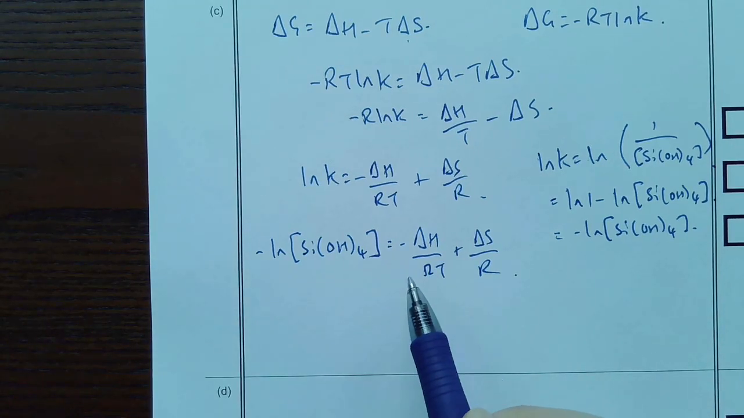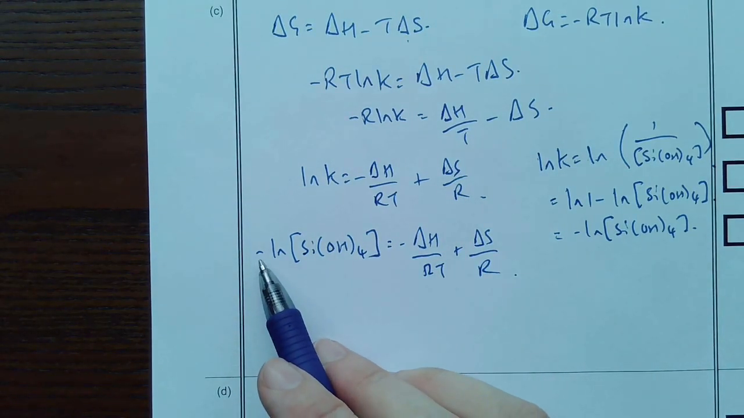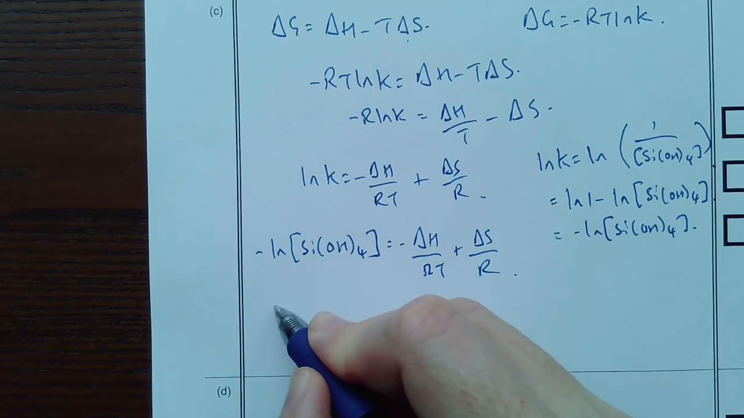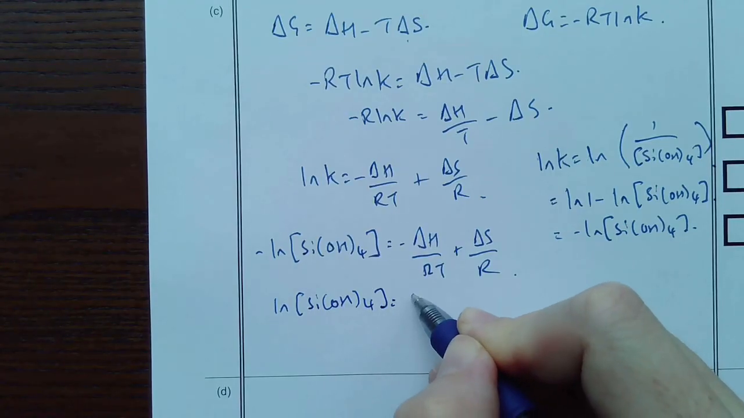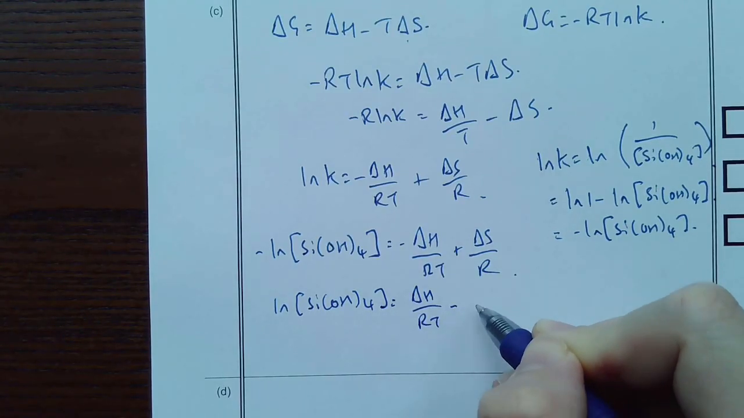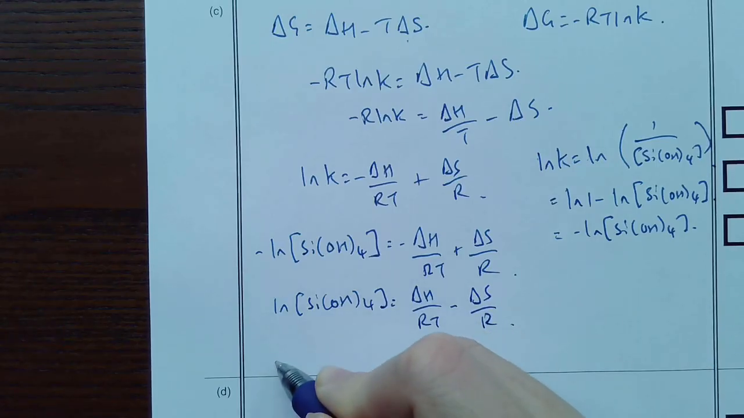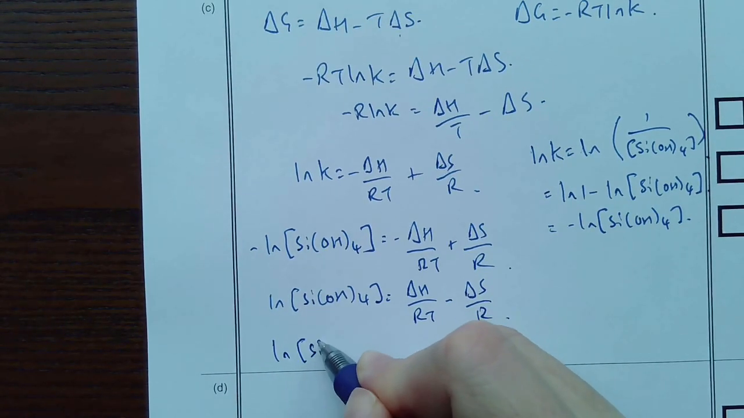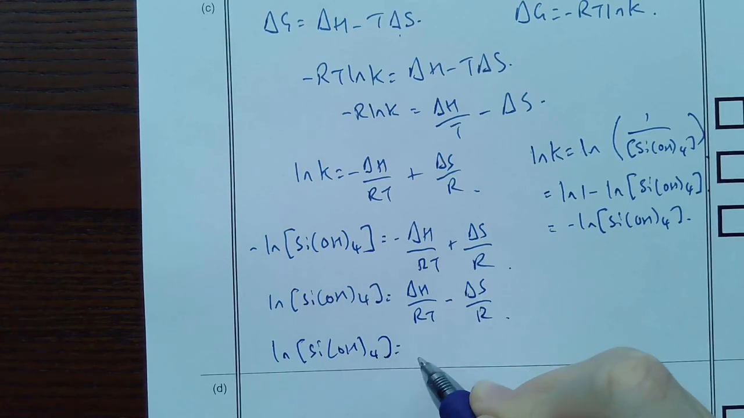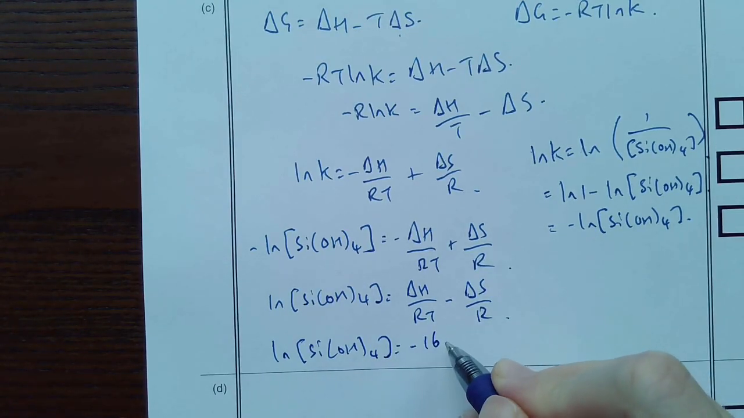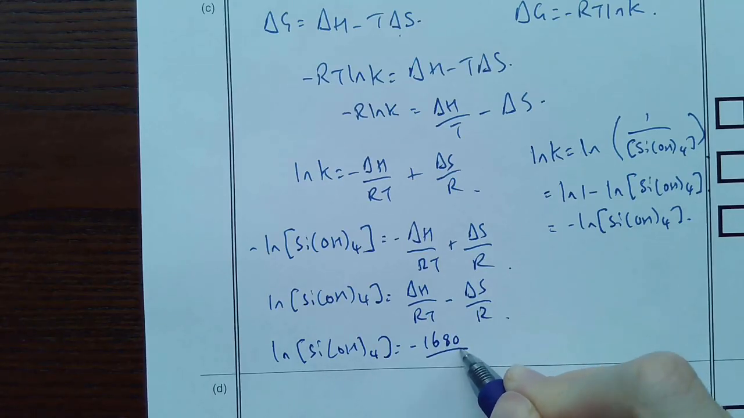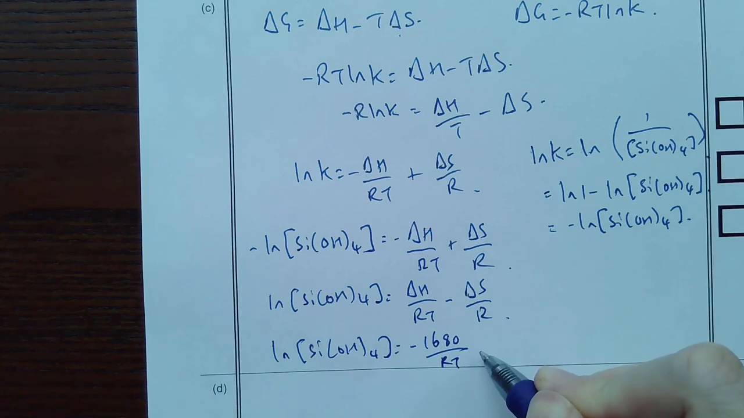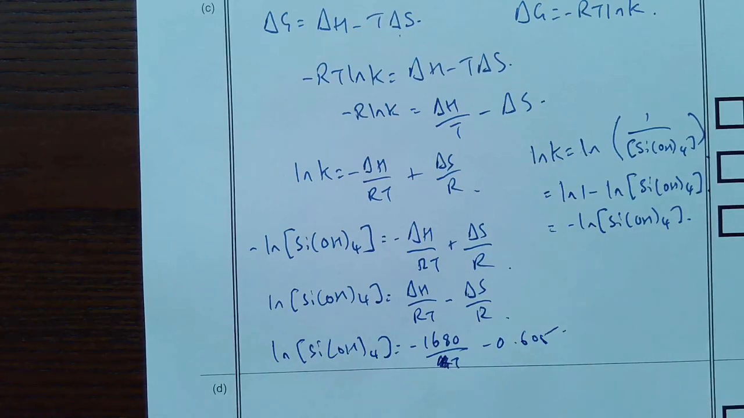Let me just have a think about this now. I'm going to get rid of this minus sign first. So I'm going to put log SiOH4 equals delta H over RT minus delta S over R. And I also know from the question log SiOH4 equals minus 1680 over T minus 0.605.